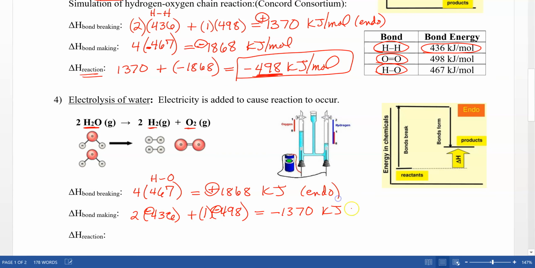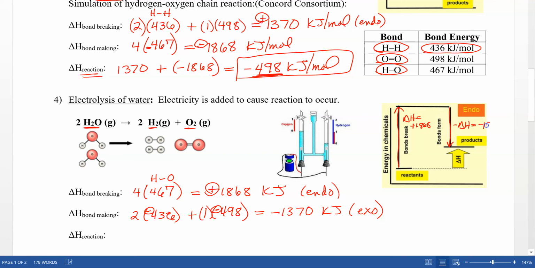So now the endothermic change, when we're breaking the bonds, is the bigger change. So we have our delta H equal to positive 1868. And then when you make the bonds, exothermic, negative, delta H is negative 1370 kilojoules per mole. So you can see you have to put in more energy than what you get out. So when you add these two together, obviously we get the same answer as before, but this time it's positive.